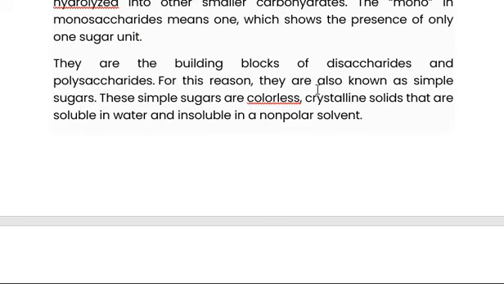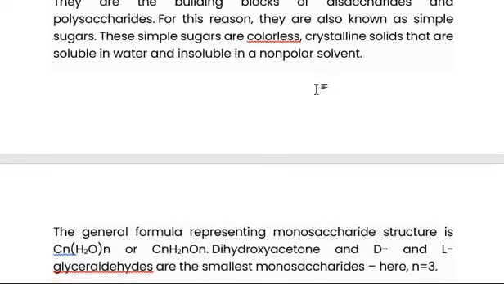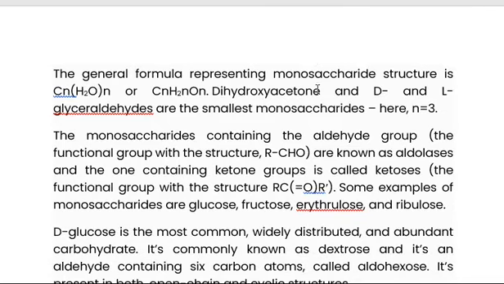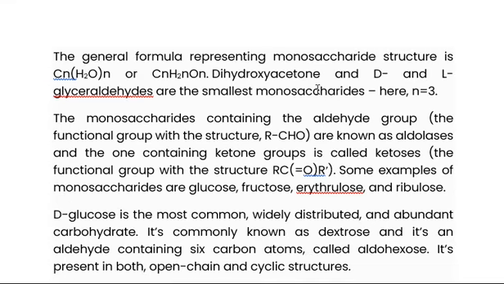For this reason, they are also known as simple sugars. These simple sugars are colorless. They are crystalline solids that are soluble in water and insoluble in a nonpolar solvent. The general formula representing monosaccharide structure is Cn(H2O)n, or CnH2nOn, as shown on the screen.